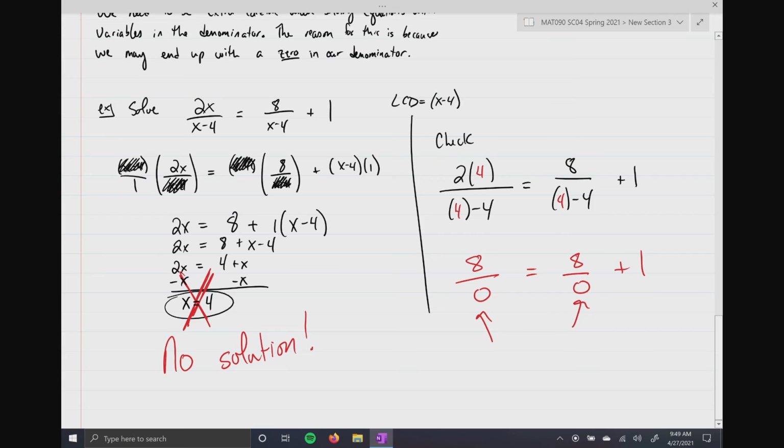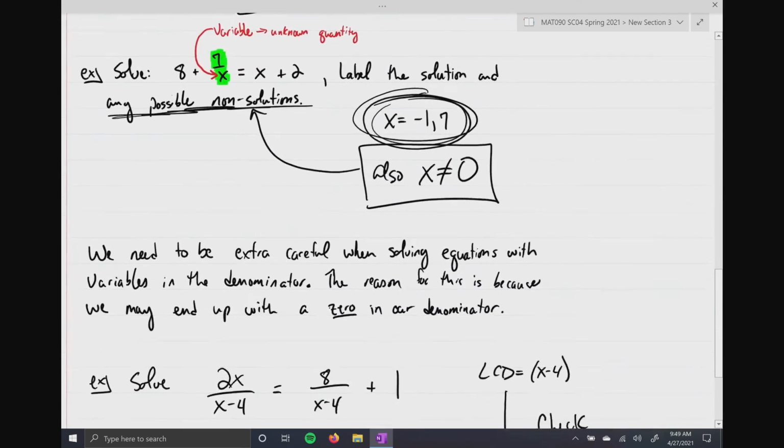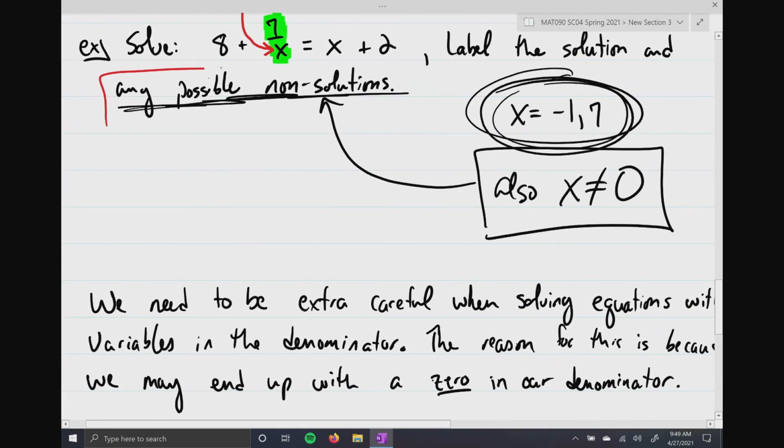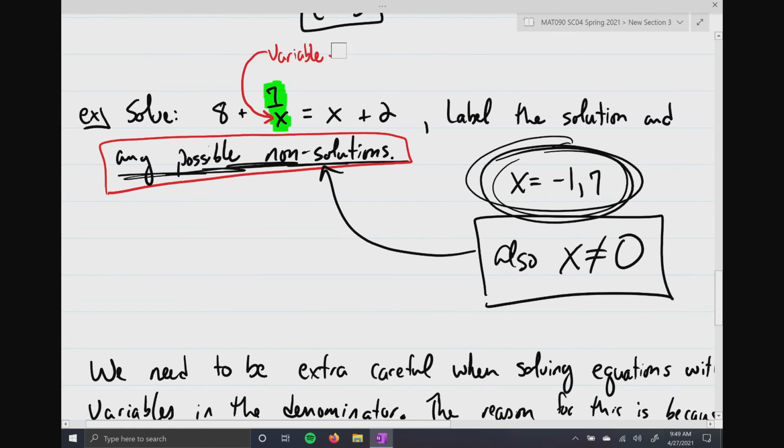So what would be an easy way for us to actually know, even before doing this problem, what answers are not good? In other words, going back to this problem right here, I asked you to find any possible non-solutions. All you had to do was look right here and set the denominator not equal to 0. And that would have told you, okay, I'm not allowed to have 0 as a solution.